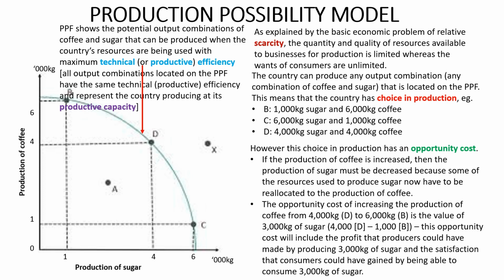The opportunity cost of increasing the production of coffee from 4,000 kilograms at point D to 6,000 kilograms at point B is therefore the value of the 3,000 kilograms of sugar, 4,000 kilograms at point D minus 1,000 kilograms at point B, that has been foregone. This opportunity cost would include both the profit that producers would have made by producing this foregone 3,000 kilograms of sugar, and the satisfaction that consumers would have gained by being able to consume this foregone 3,000 kilograms of sugar.